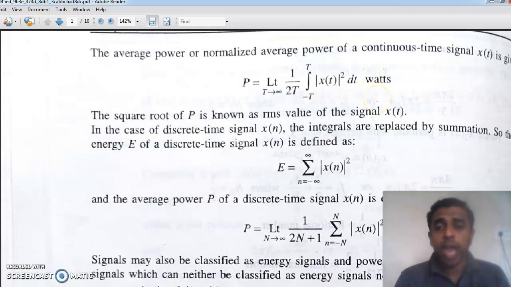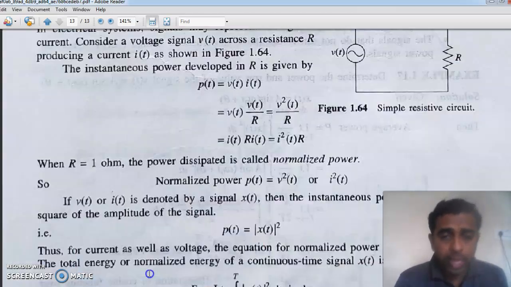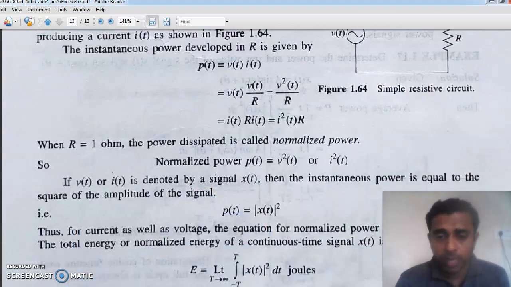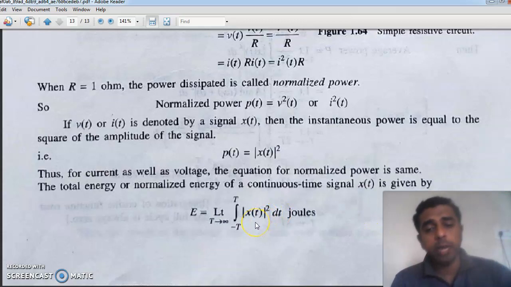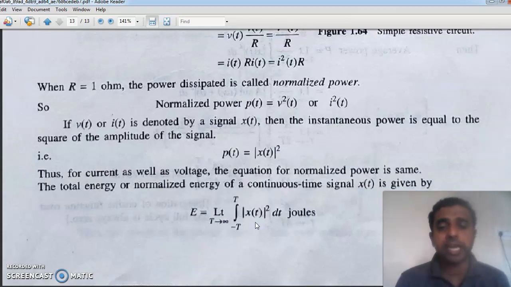If you have the average power, then you can get the value for what? Energy. How will you get the value for energy? That's very simple. Energy is nothing but you multiply power with time, so the 1 by 2T gets cancelled. Power multiplied by time is nothing but energy. The remaining thing, that is the limit T tends to infinity, integration from minus T to T, mod of x of t the whole square dt, is nothing but the energy, that is in joules.